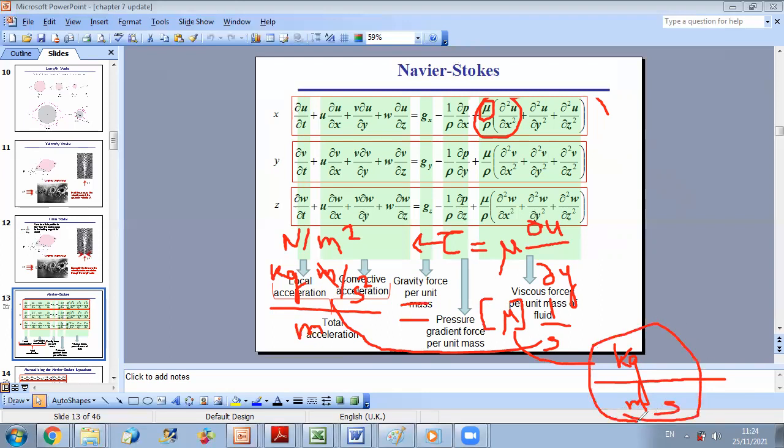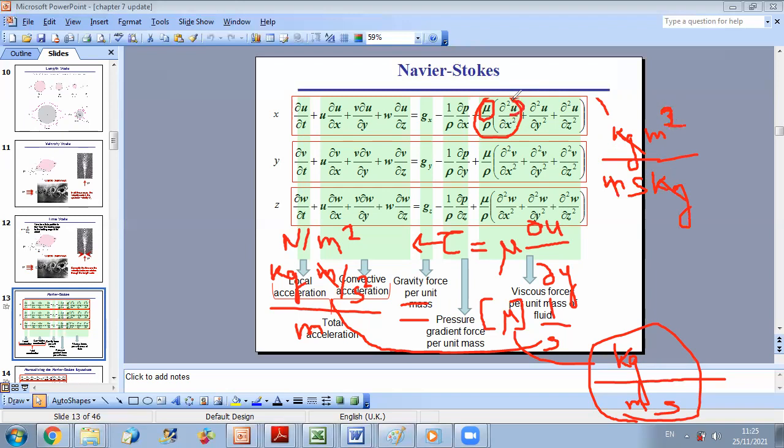Now, if we replace the unit of mu in this relation, so we have kilogram over meter second. Now we divide by rho. Rho is in kilogram per meter cube. So you have here kilogram and you multiply by meter cube. So first, kilogram and kilogram will cancel out. You have here meter and this is meter square. So you have meter square per second times the second derivative of u with respect to x square.